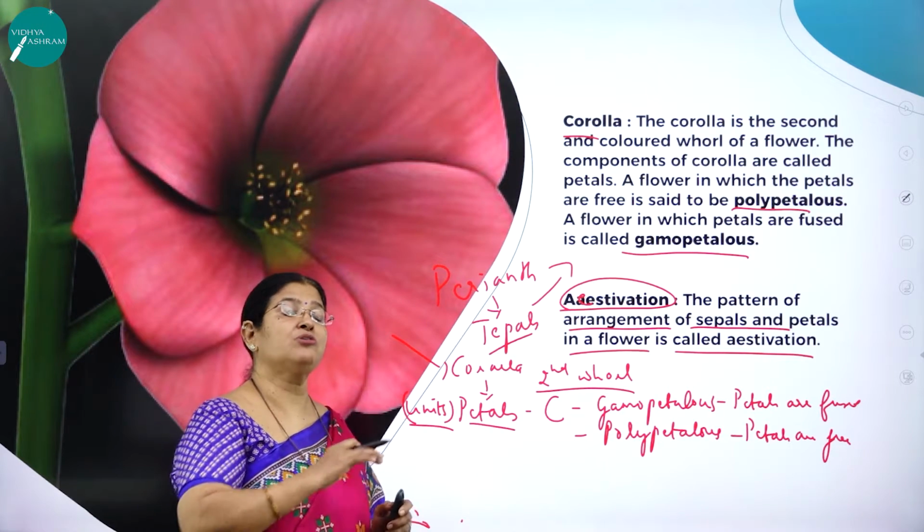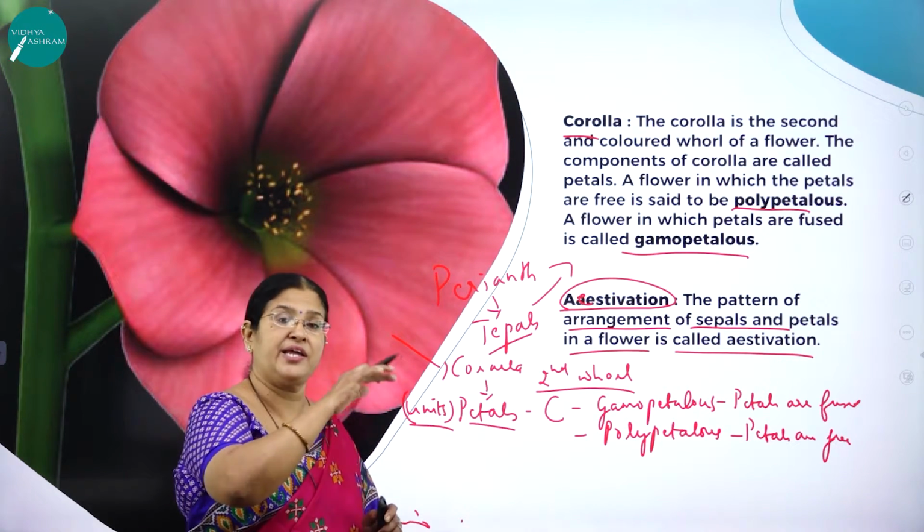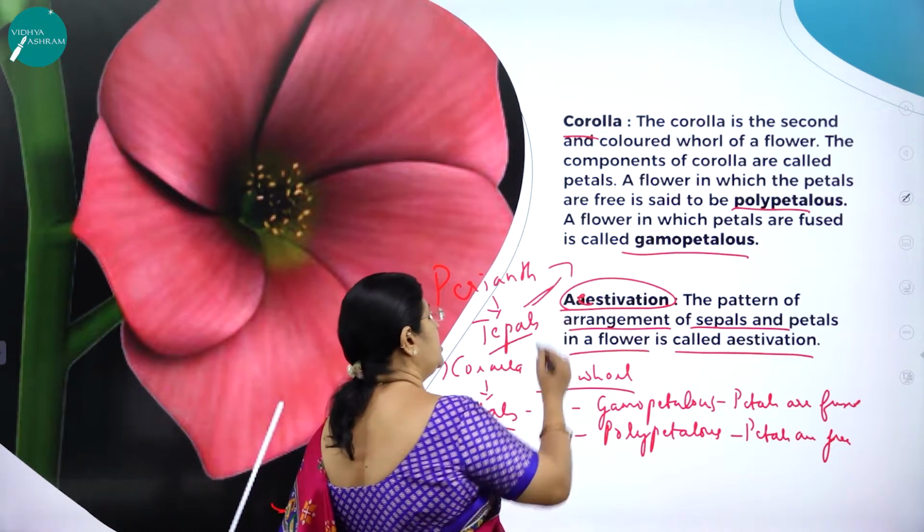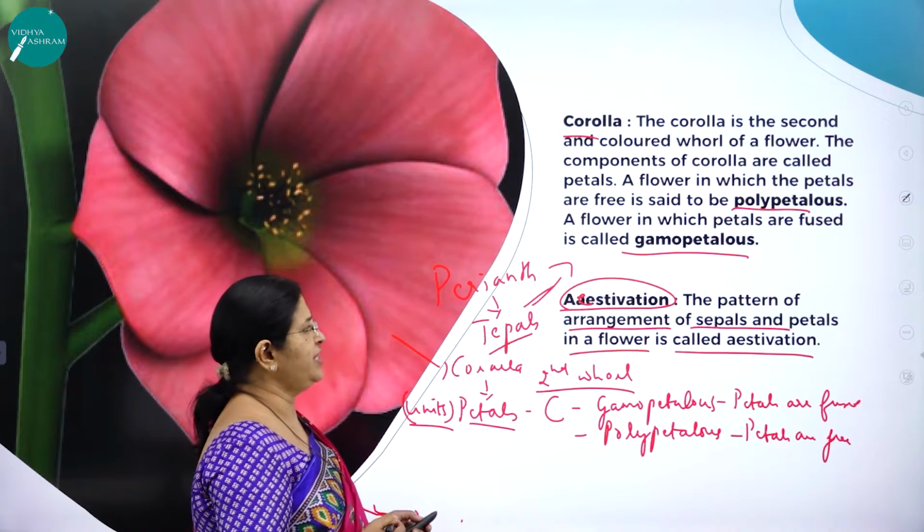In a flower, how the calyx and the corolla are arranged, in what pattern? That pattern is called aestivation. So now let us study what are the types of aestivation.